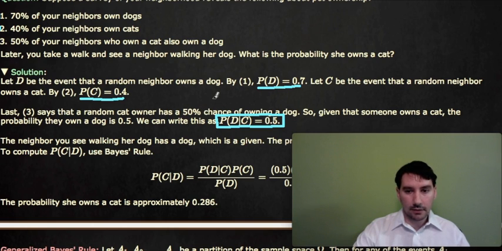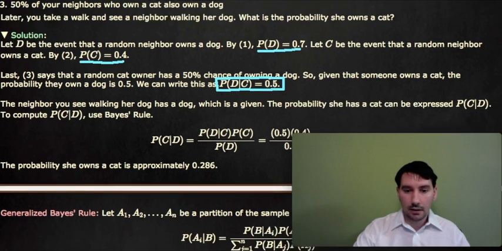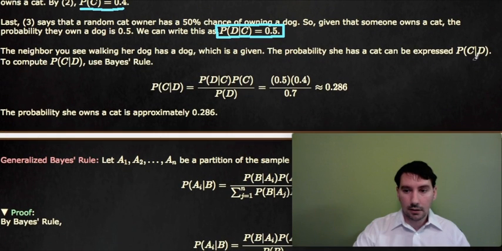Now we want to use that to find the probability that our neighbor owns a cat, given that she owns a dog. That could be written as the probability of C given D. So we're given that she owns a dog. What's the probability she owns a cat? And we can solve this using Bayes' rule.